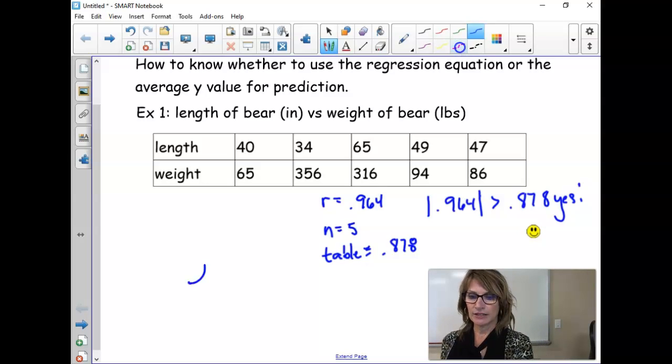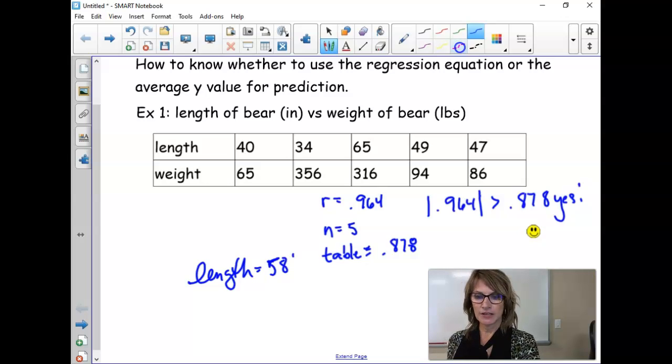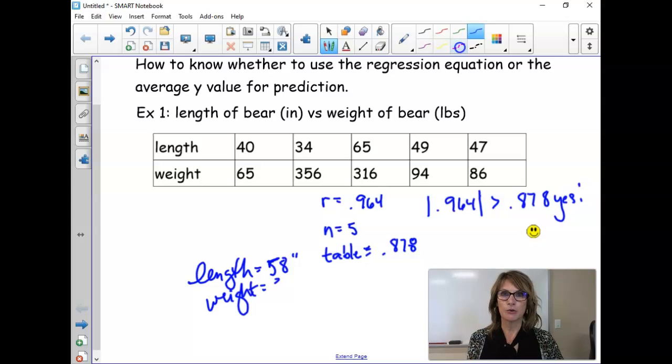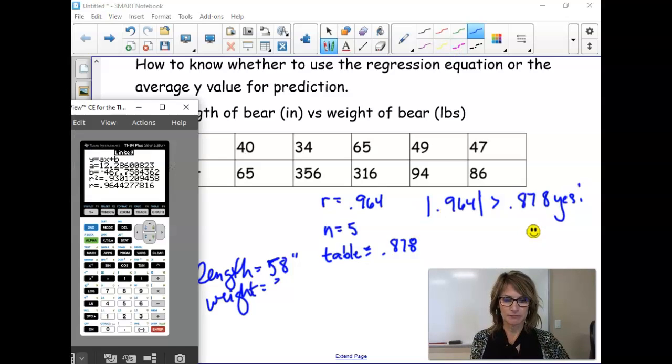So what if the length of a bear is 58 inches and I want to know the weight of the bear? So pull your calculator back out and let's write down the equation.